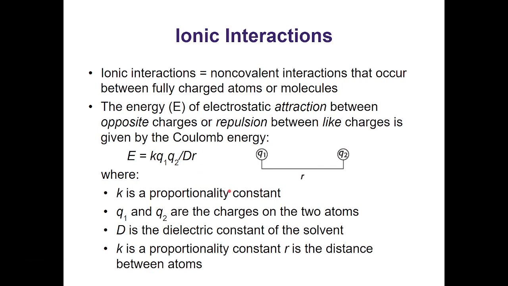K is the proportionality constant. Q1 and Q2 are the charges on the two atoms. The more charged they are, the stronger the interaction will be. D is the dielectric constant of your solvent. Keep in mind the different solvents will affect ionic attraction, one of the reasons, for example, water causes salts to dissolve, right? R is the distance between your two charged particles. In this case, we can call them atoms.